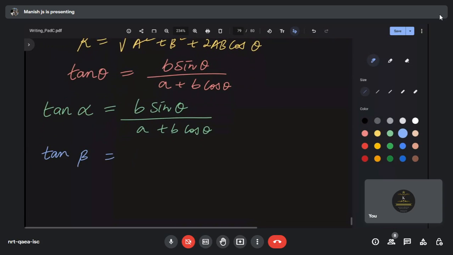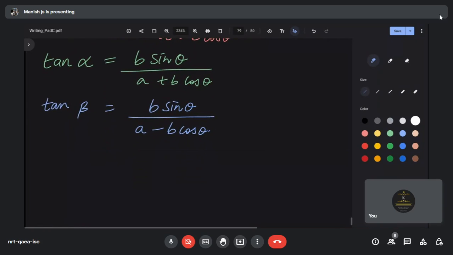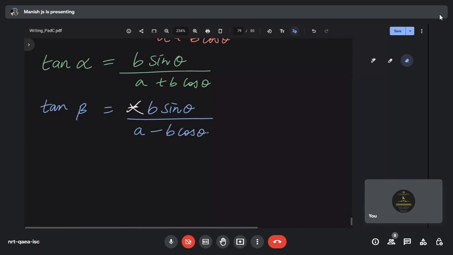Minus B sin theta divided by A minus B cos theta. Yes, minus வரும். Sir, இதுதான். So these are the relations. Okay, இங்க வந்து நமக்கு no minus sign. Why there is no minus sign there?